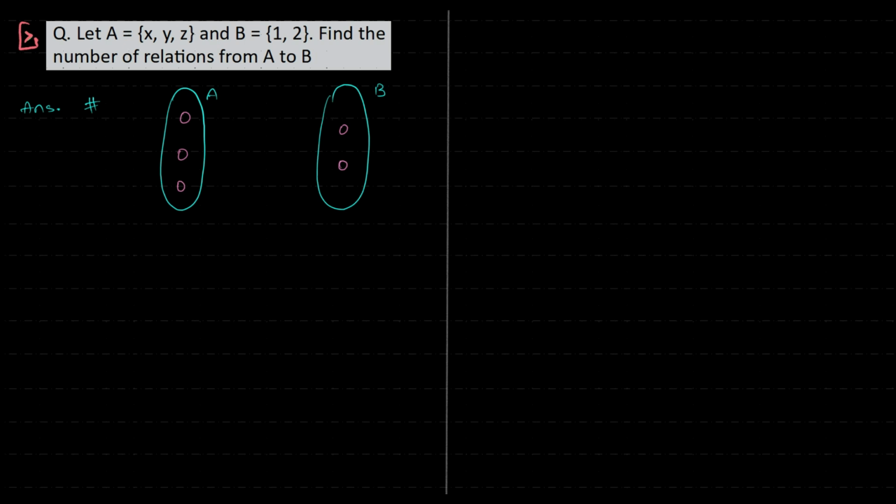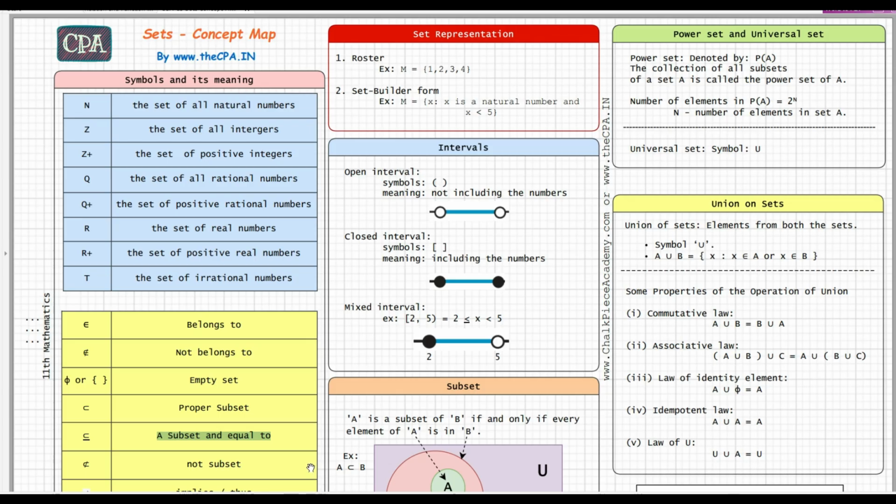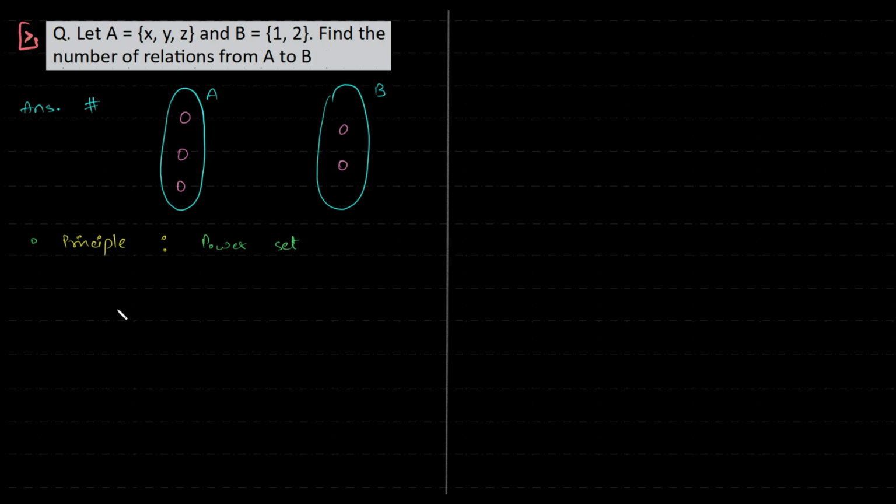The fundamental principle that we have to use is, can you guess what? Power set. If you want to recall power set, I have it over here. Power set includes all the possible subsets of a given set. So the set which we are talking about is what?